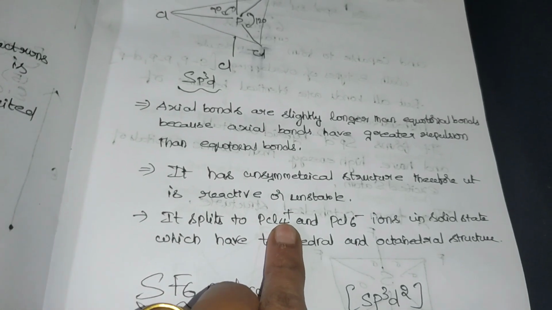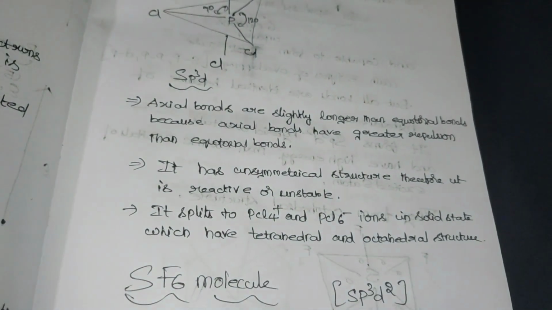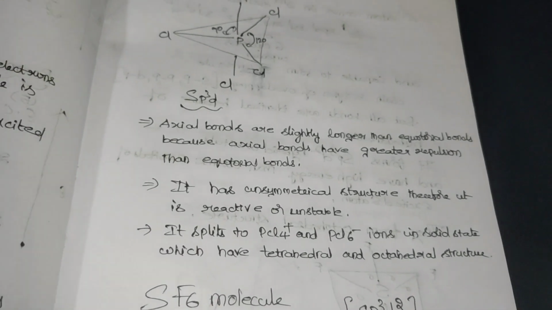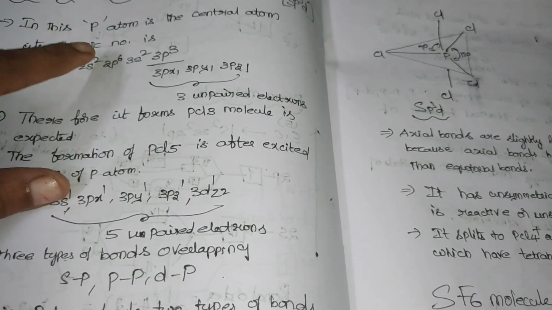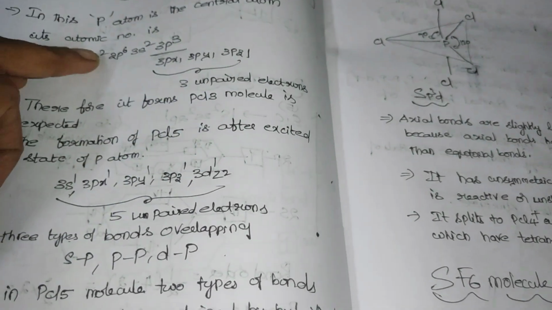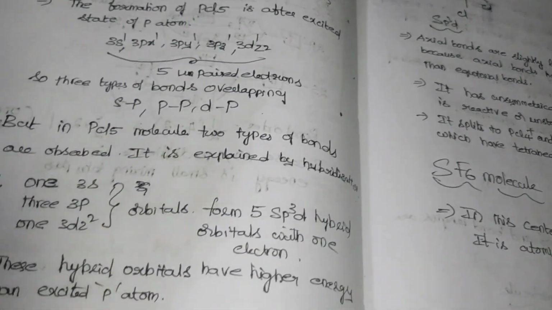So PCl4+ has a tetrahedral structure and PCl6- has an octahedral structure. Like this we can explain the PCl5 molecule. It's very easy. Just write the electronic configuration, first in the ground state, after that in the excited state, and see what overlaps are going on. According to that we can give the structure.